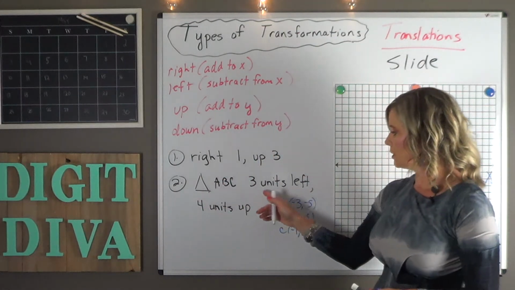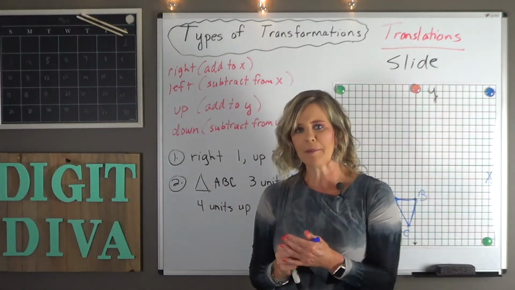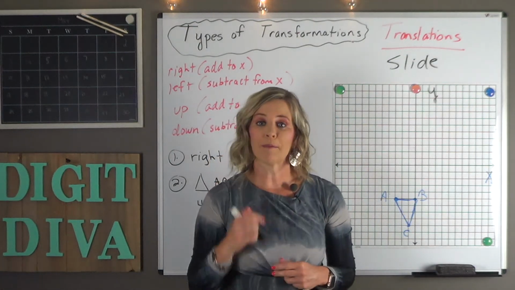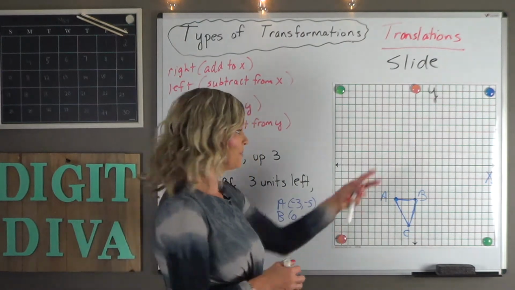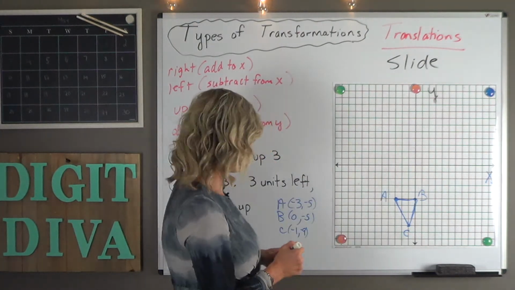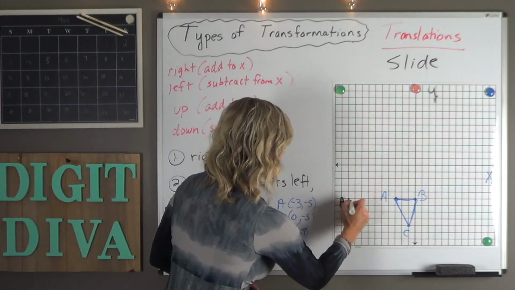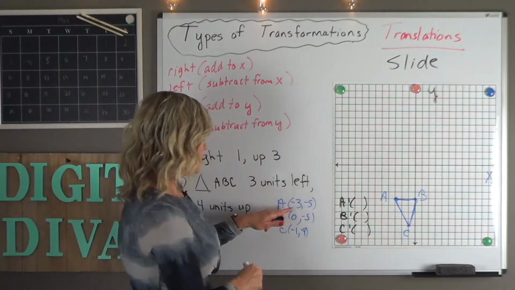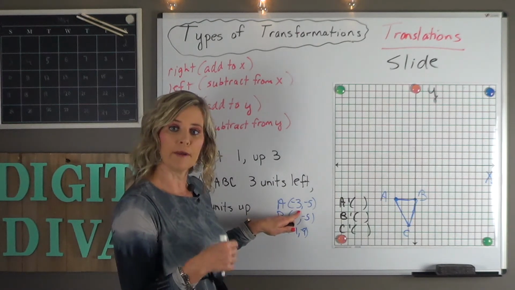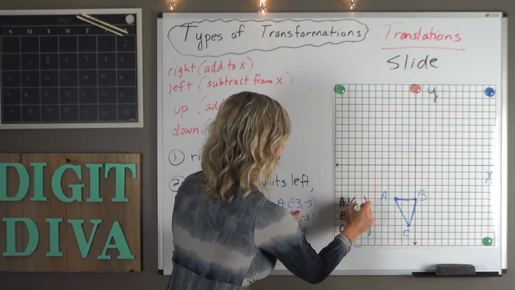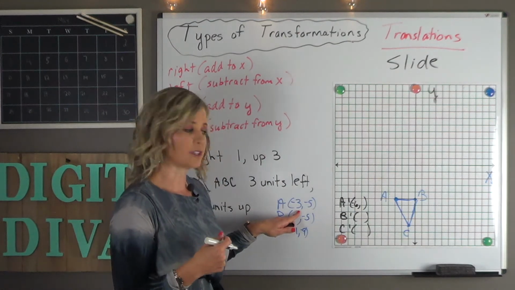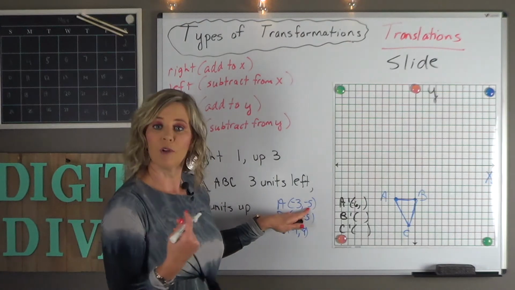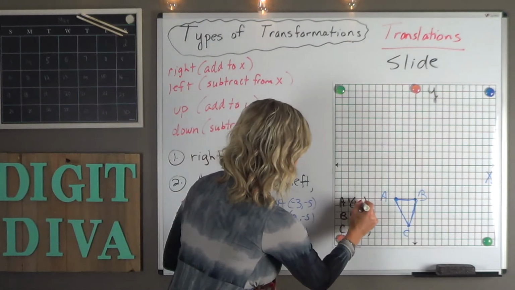So, again, if they ask you for the new coordinates of the translated figure, you would simply use the rules. 3 units left. Well, am I messing with the x or the y value? If it says left, that means I'm messing with the x value. Remember, our x-axis is horizontal. So, if I'm going to list my new shapes, 3 units left. Well, -3 minus 3 is -6. 4 units up. Well, -5 plus 4 is -1.